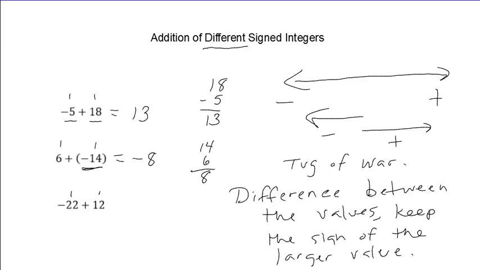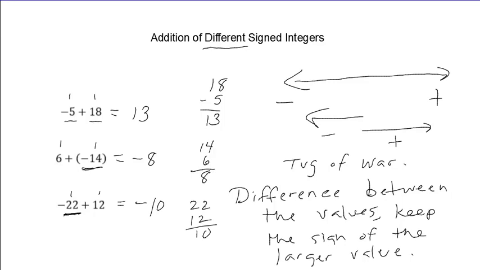And last but not least, I have a -22 and a +12, and so the -22, the 22 is the larger value, and so the answer here is going to be negative. And so I'm going to take the difference between 22 and 12, and 2 minus 2 is 0. 2 minus 1 is 1, so we get -10 as our answer.